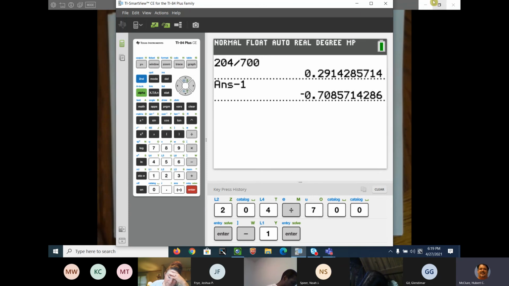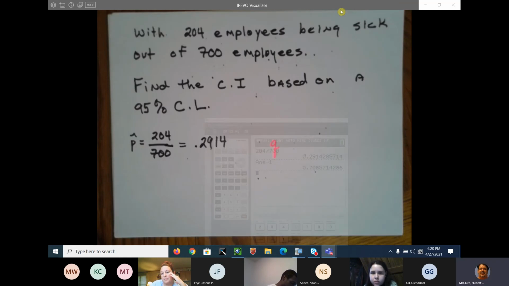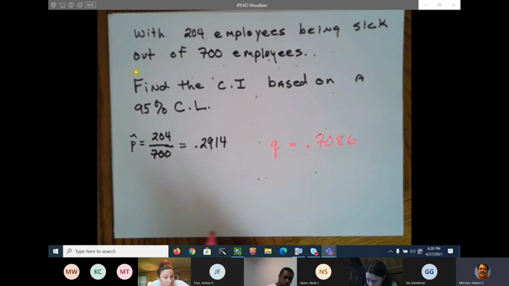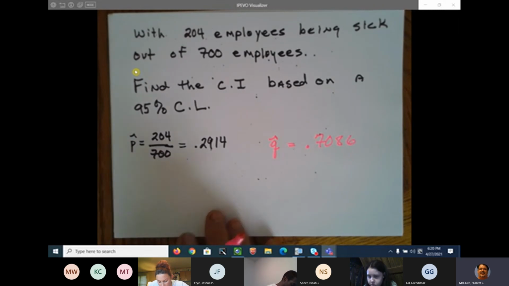Why do you subtract 1? It's the easiest way to do it. You don't have to do that, you can do 1 minus. 0.7086 is the Q hat. Remember, I told you it could be done two or three different ways, but in this book it's Q hat and P hat. In the last chapter, chapter 6, we did P and Q.